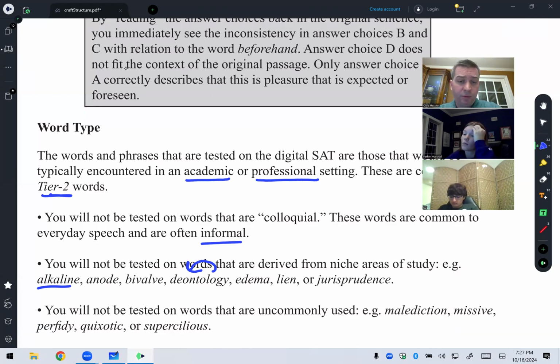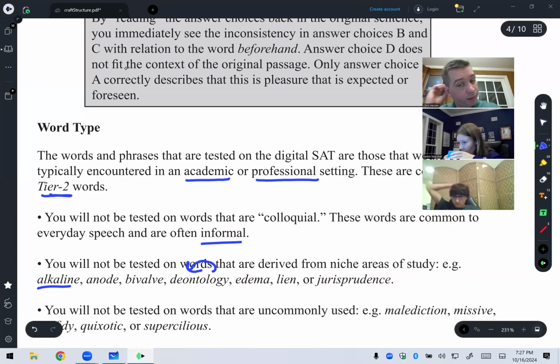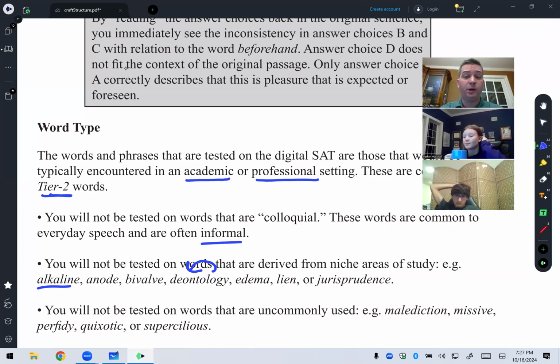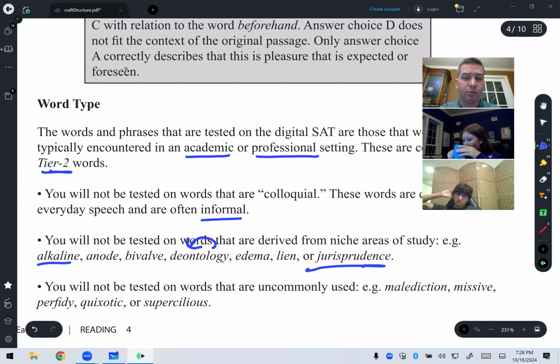If they put a lien on your house, that's a bad thing. That means they're probably going to take your house, but we don't need to know about such legal terms, or even the word jurisprudence. That's a legal term. We don't need to know that. That's the study of law. So they're not going to test you on any of those niche words.